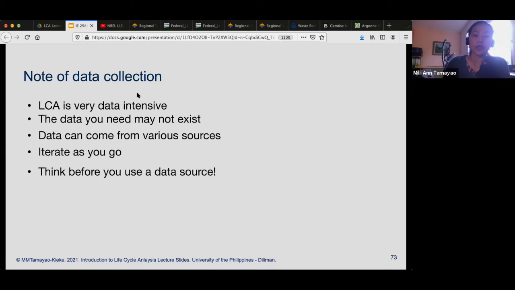Again, a note on data collection. LCA is really very data intensive. The data you need may not even exist. That's why we've done some exercises on estimation techniques. The data can come from various sources, so you have to be able to track all your sources, and there is often a need to iterate as you go. And of course, think before you use a data source.